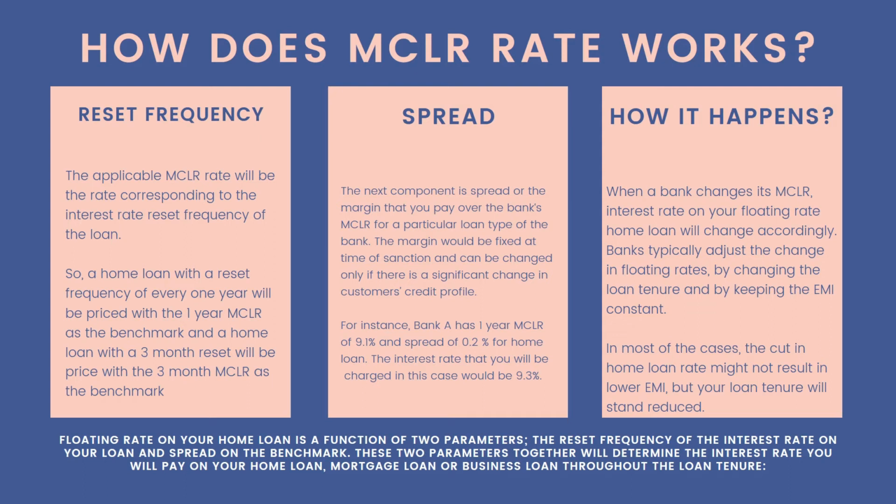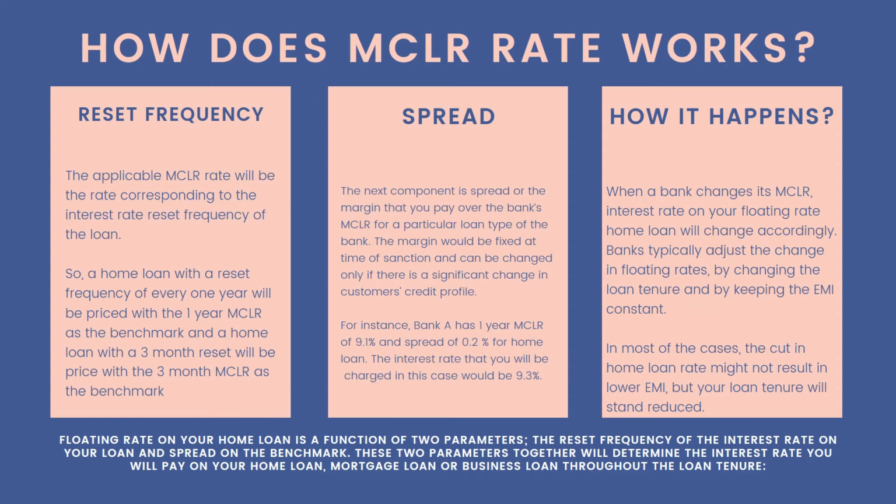The applicable MCLR rate will be the rate corresponding to the interest rate reset frequency of the loan. Whenever you take a loan, you will get a reset period. That means after what time your loan will be considered for a revision in rate of interest. So a home loan with a reset frequency of every 1 year will be priced with the 1 year MCLR as the benchmark, and a home loan with 3 months reset will be priced as per 3 months MCLR as benchmark. Simple. So whatever MCLR you choose, 1 year, 3 months or 6 months, accordingly it will be reset, right? Let's talk about spread.